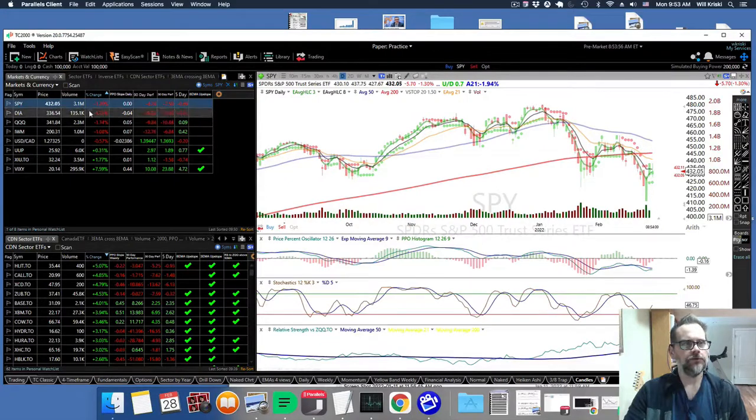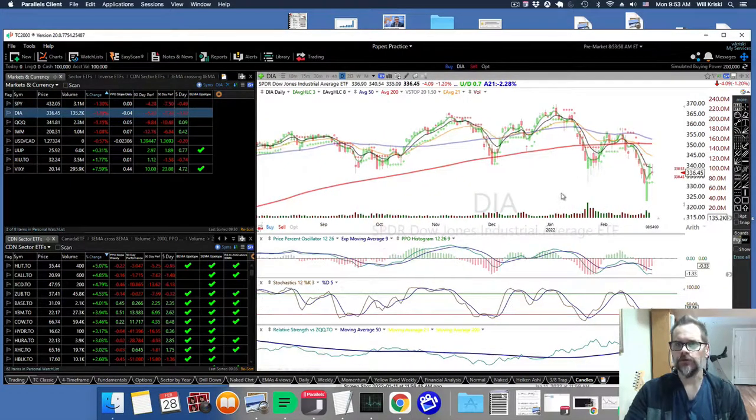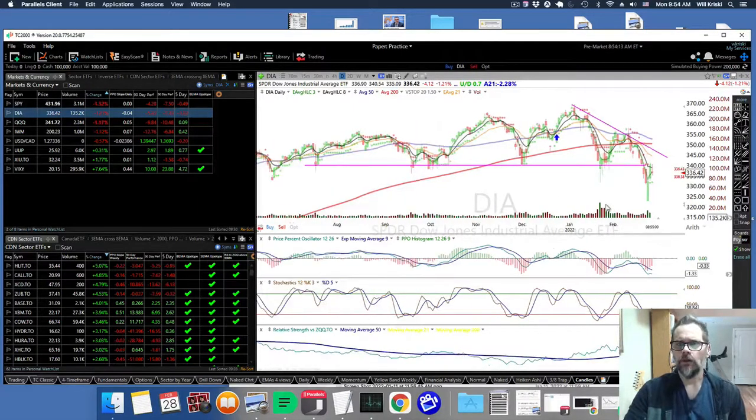So if we look at the Dow Jones, similar situation, down below the 200, momentum is down here. So this is not an area that I like to get into. I want to see an established uptrend.